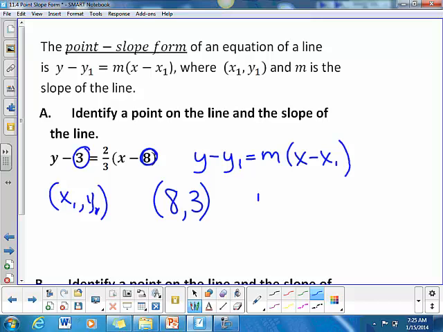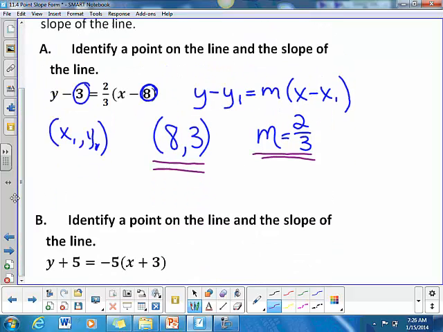Now I just need to find the slope. Remember that in this form, slope is the number in front of the parenthesis, and that is going to be the 2/3. So you were asked to identify a point on the line and the slope of the line, and here you have it. This is a point, and this is the slope. You could actually graph that line given an ordered pair and slope.